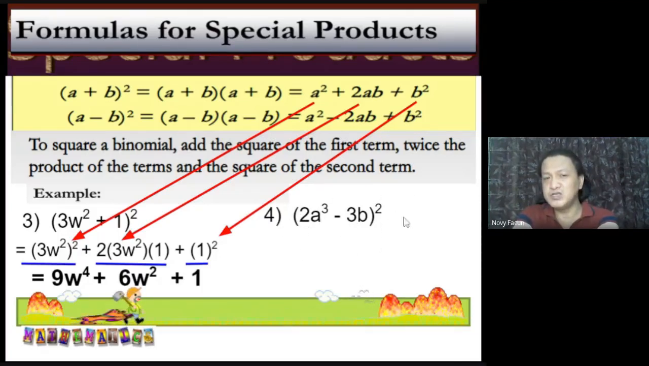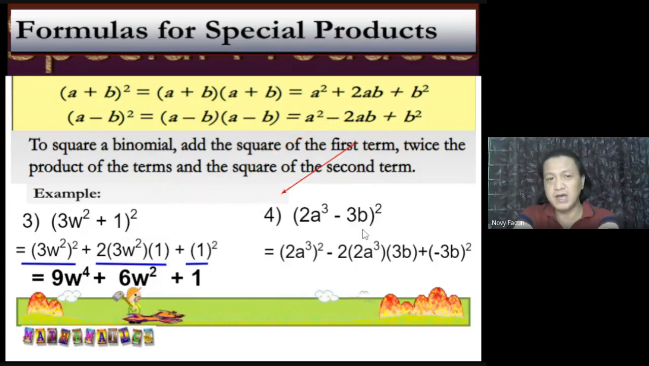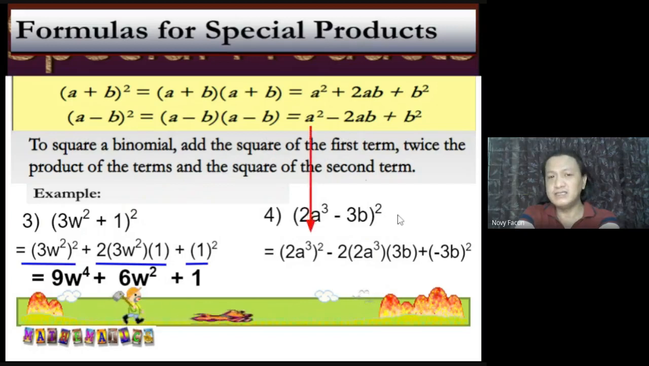So, same pa rin yung procedure natin. This is square of binomial. And you have to substitute the given to the formula. We have 2a cubed raised to 2. In-square natin yung first term natin. Ito yung first term. And yung second term, ito yon. Since you have to multiply, kaya negative 2 times 2a cubed times 3b. Ito yung first and second term mo. And then you're going to square the last term mo, yung negative 3b squared.